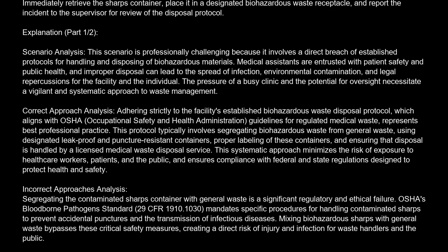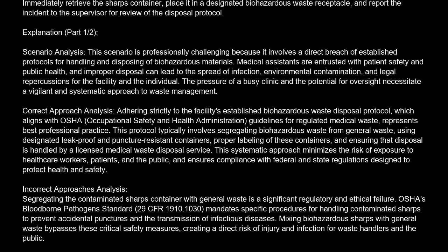Correct answer is A. Immediately retrieve the sharps container, place it in a designated biohazardous waste receptacle, and report the incident to the supervisor for review of the disposal protocol. Explanation. Scenario analysis. This scenario is professionally challenging because it involves a direct breach of established protocols for handling and disposing of biohazardous materials. Medical assistants are entrusted with patient safety and public health.